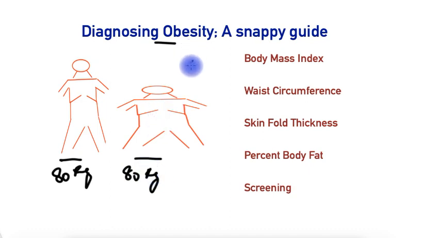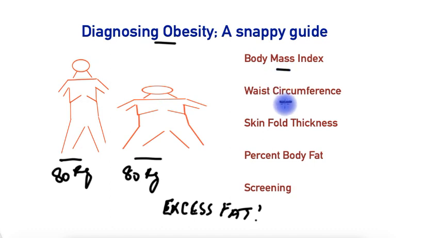And what is it that we are measuring? We are measuring the excess fat that a person is carrying. The most important parameter is the body mass index combined with waist circumference, and the less commonly used ones such as skin fold thickness, percent body fat, and then a word about screening.